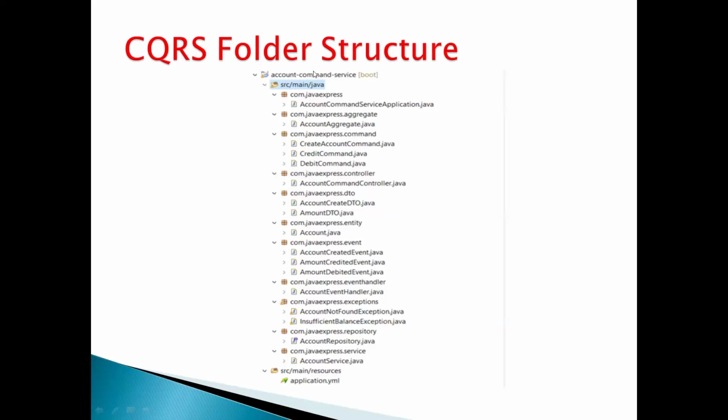This is a typical folder structure that we are going to use for our account command microservice. We'll have the main class, then the aggregate package where we'll store all the aggregate related classes, in our case the account aggregate. Then all the commands related to create account in the command package, and the controller, an account command controller for create, debit and credit amounts, and an account DTO to receive data from the client. We'll have an entity object to store the data into the database, and events to store into the event bus and consume from the event bus. Then the event handler, where you handle the events to perform the save operation to the DB. Then exceptions, which is up to you, the repository to connect to the database, and the service layer. So we are following all the patterns of a microservice.